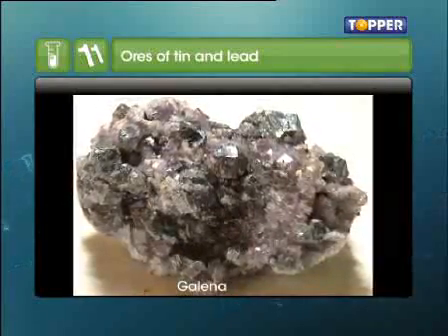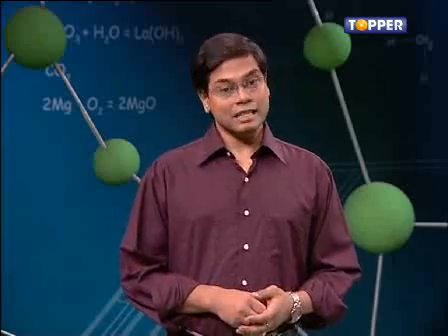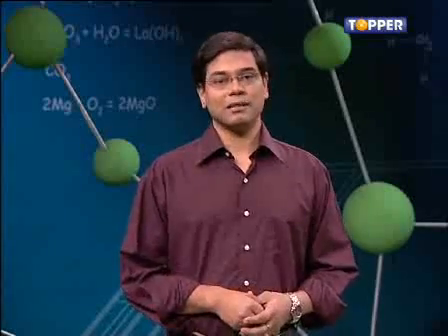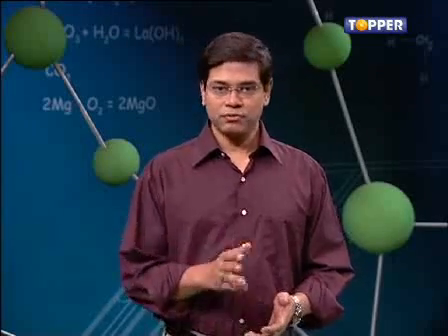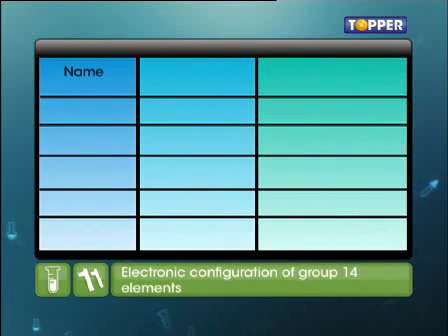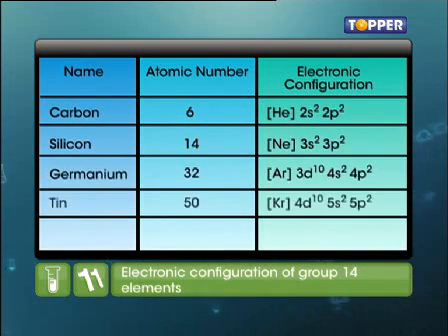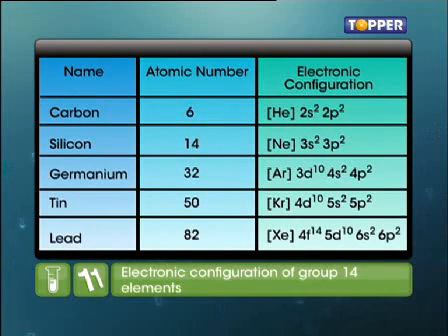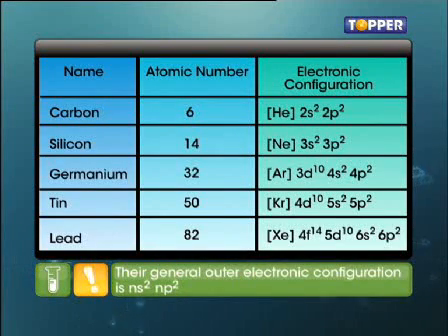To understand the characteristic properties of an element, it is important to know its electronic configuration. Have a look at the electronic configuration of group 14 elements. In simple terms, their outer electronic configuration is ns2np2. Therefore, we can say that they have 4 electrons in their outermost shell, 2 in the ns orbital and 2 in the np orbital.